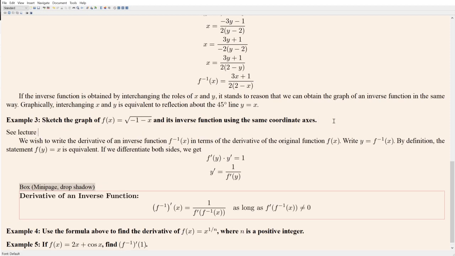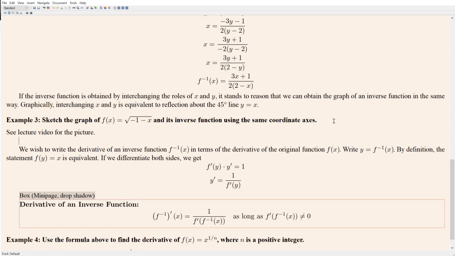So see lecture video for the picture. I don't want to go through the trouble of exporting the image as a PNG and then putting it in here. That's what the lecture is for. So see lecture video for the picture.